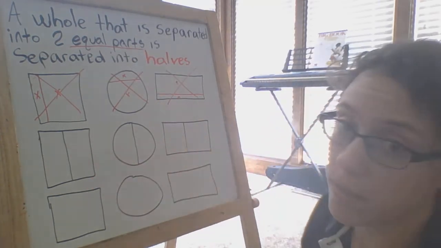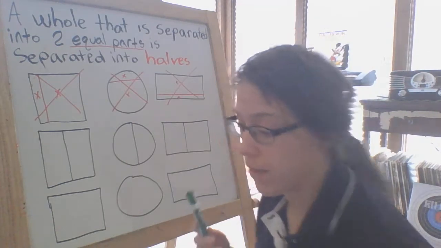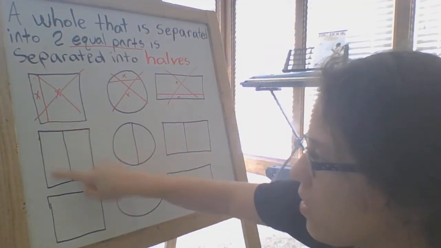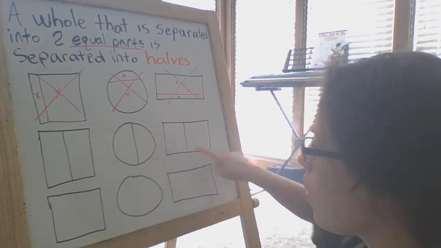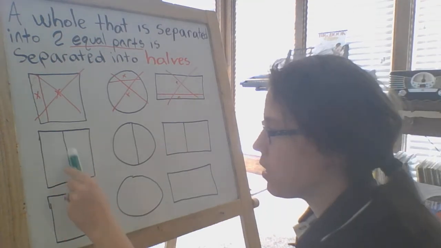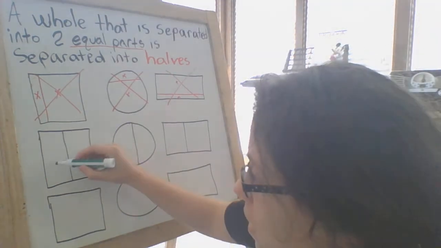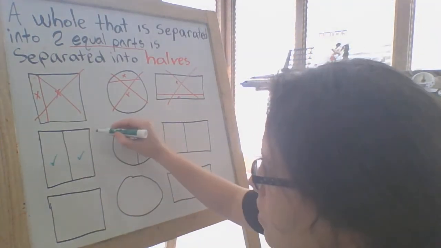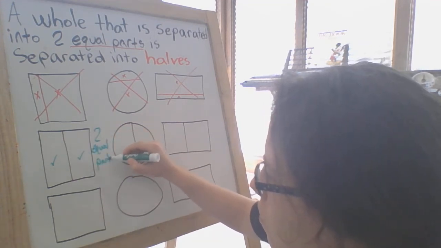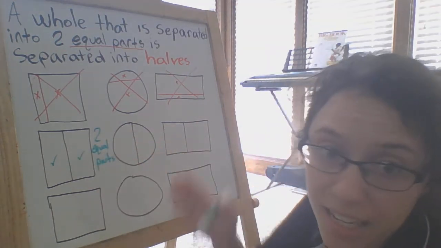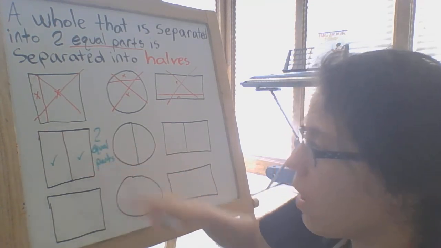But let's look at these three examples here. I'm going to get my green marker out because green means go. All right, if you look at them, this is the whole, this whole square, this whole circle, this whole rectangle. And as you can see here, it is separated into two. 1, 2. That's two equal parts. This shape is split into half. 1, 2 parts of the whole, that's in half.